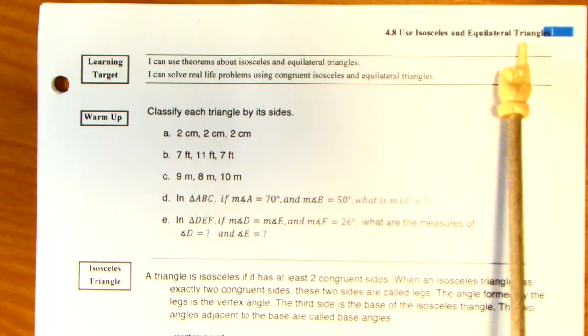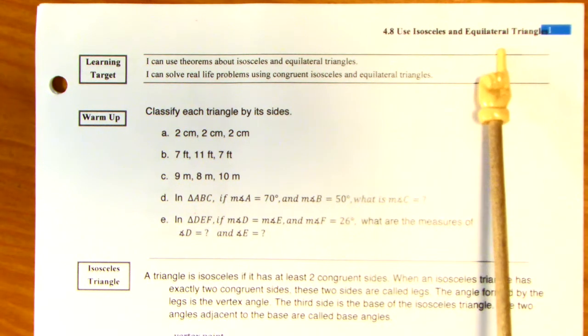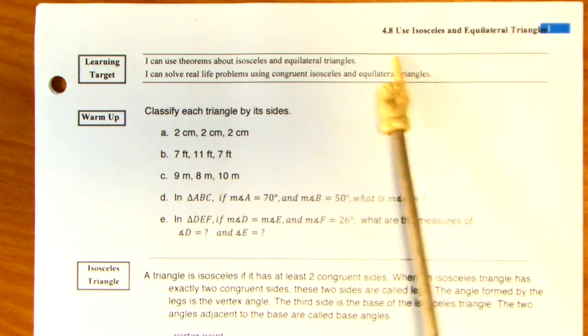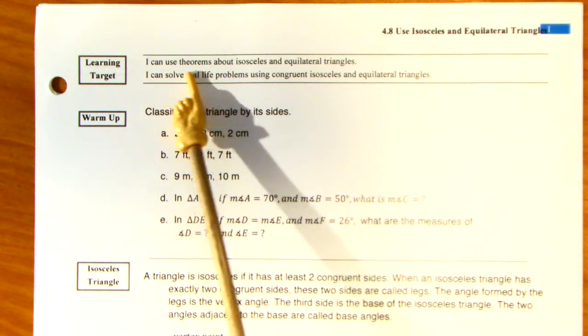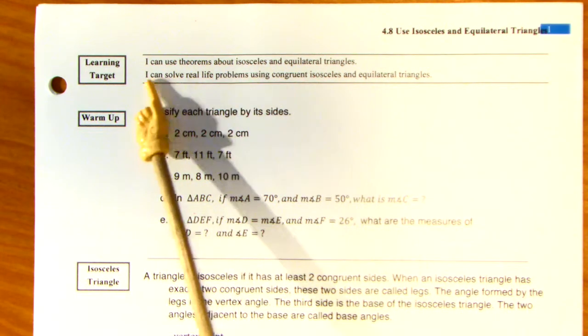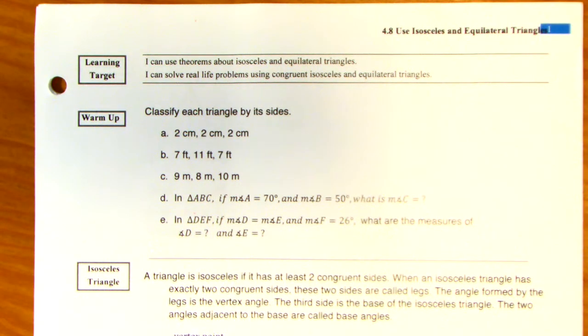Isosceles and equilateral triangles. I don't know if you recall isosceles: two sides are congruent. Equilateral: three sides are congruent. So you've had this in the past, but now we're going to play around with it. My learning targets: I can use theorems about isosceles and equilateral triangles, and I can solve real life problems using congruent triangles of those types.